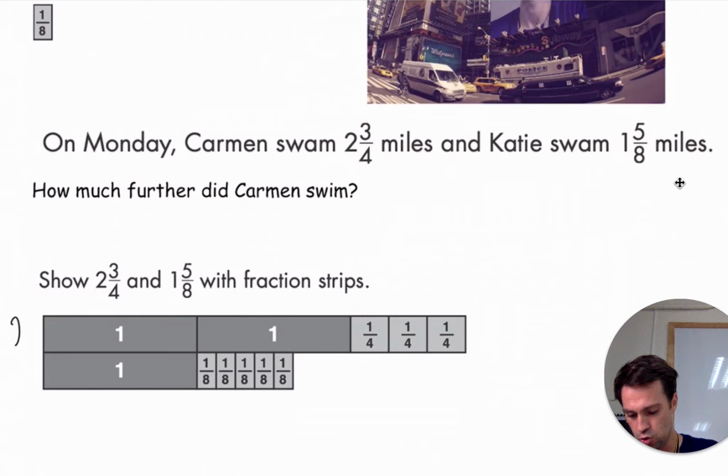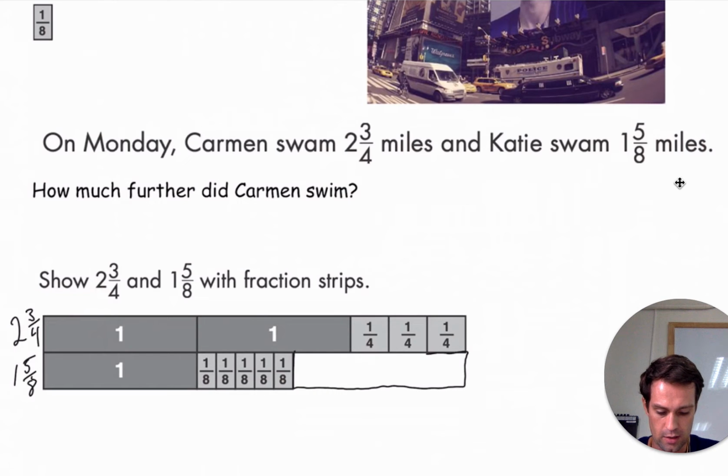So this is 2 3/4, and this other one is 1 5/8. 1, 2, 3, 4, 5. And the other one is fourths. So we want to know how much further Cameron swam. So that would be the difference of the two. So this region here is the difference. That's how much further Cameron swam.